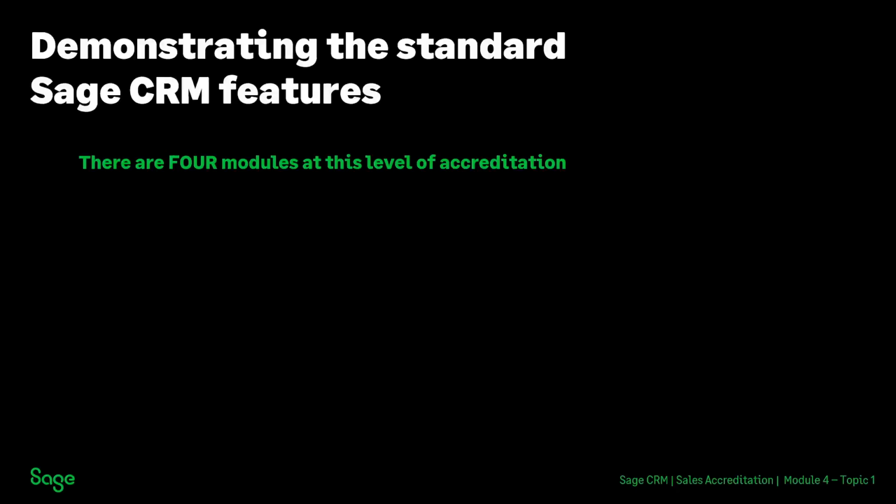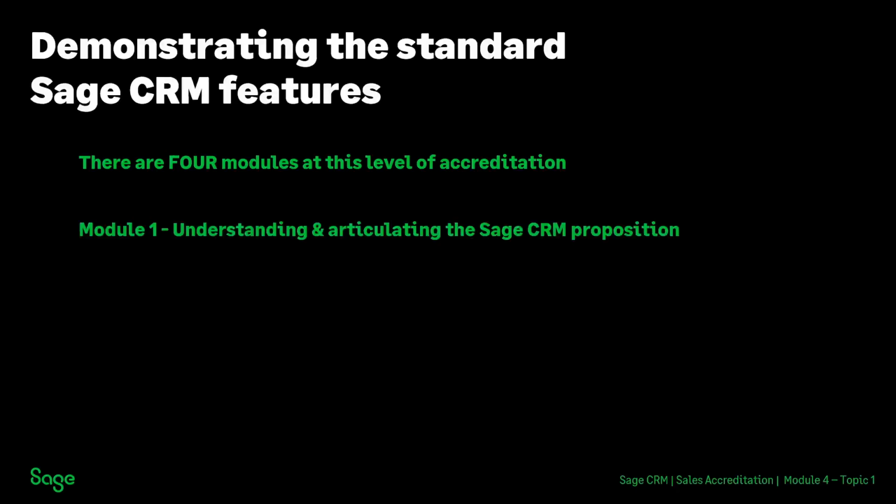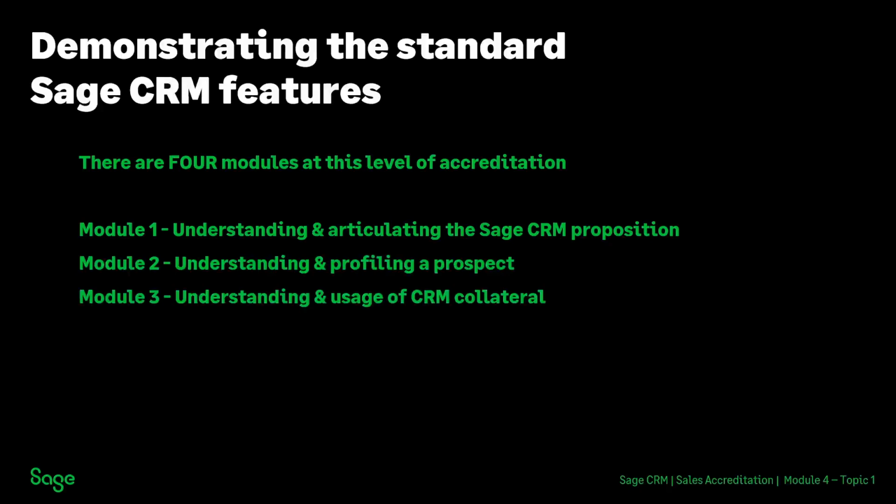There are 4 modules at this level of accreditation. Module 1, Understanding and Articulating the Sage CRM Proposition. Module 2, Understanding and Profiling a Prospect. Module 3, Understanding and the Usage of CRM Collateral. And Module 4, Demonstrating the Standard Sage CRM Features.